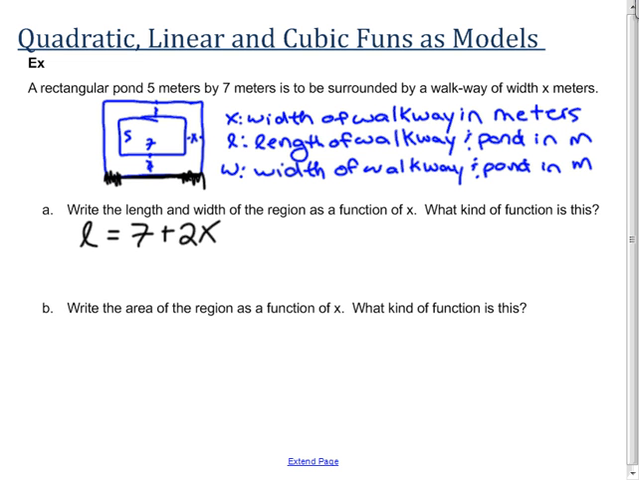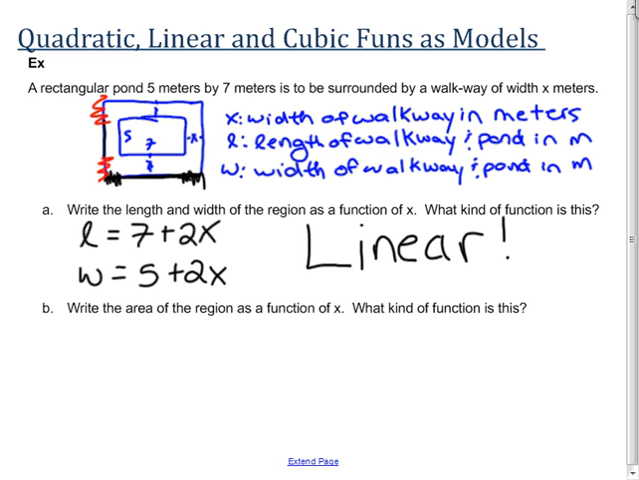Now I have to look at the width. W is the width of the walkway and the pond. So W equals that pond, which is 5, plus, so that's the 5 here, and now I have walkway x and walkway x to give me the entire width. So that's plus 2x. Well, what kind of functions are those? Those are just basic linear functions. Didn't do anything particular about them. Just added up that unknown feature.